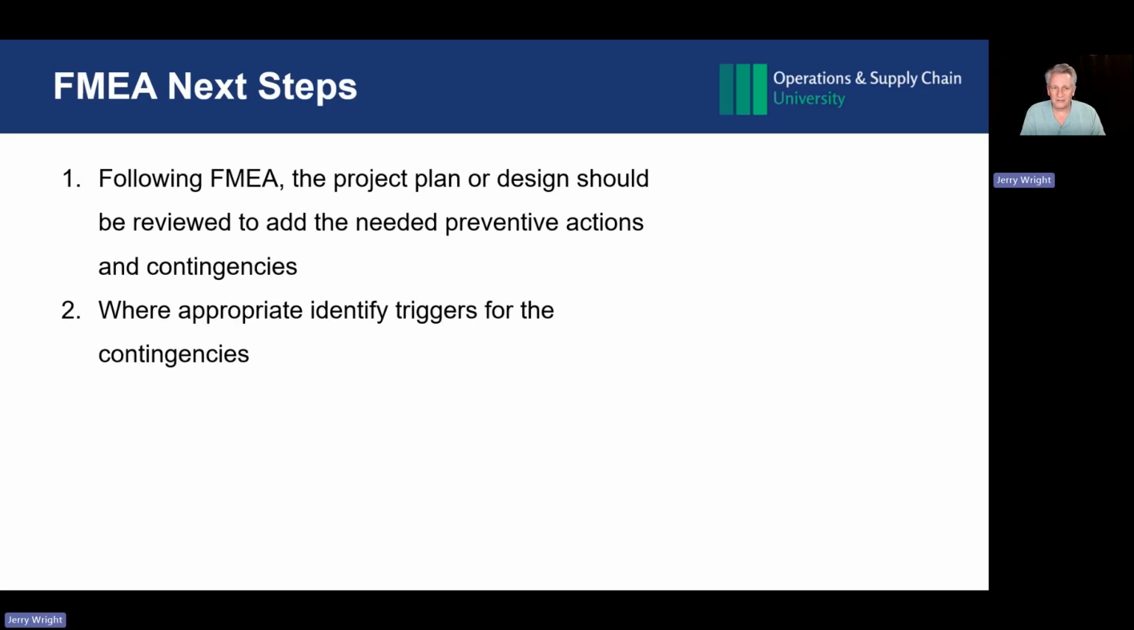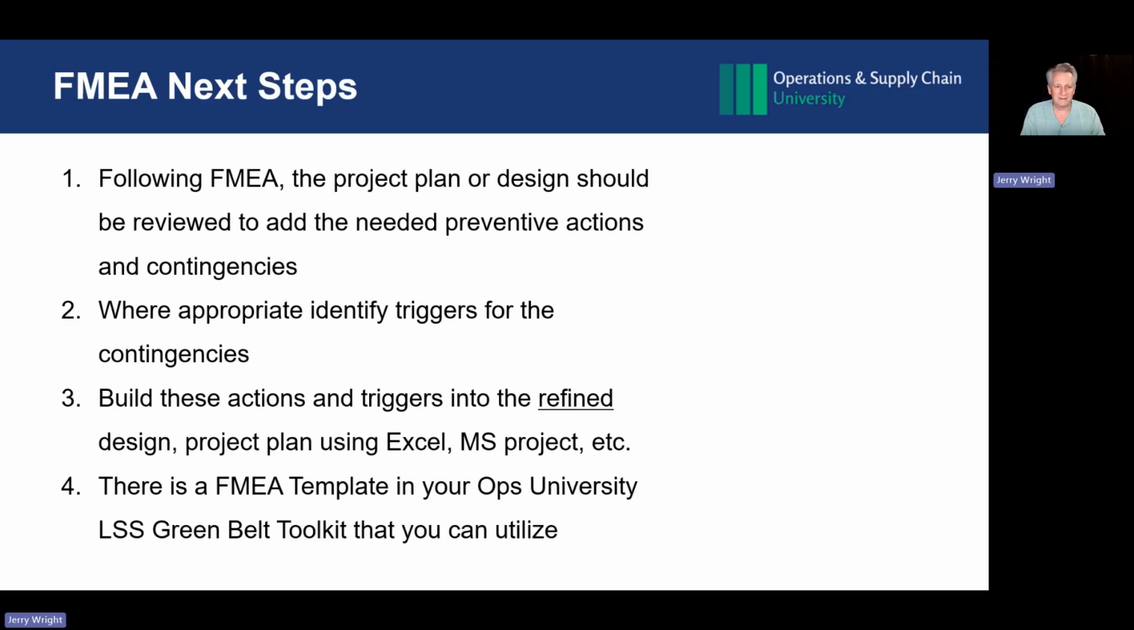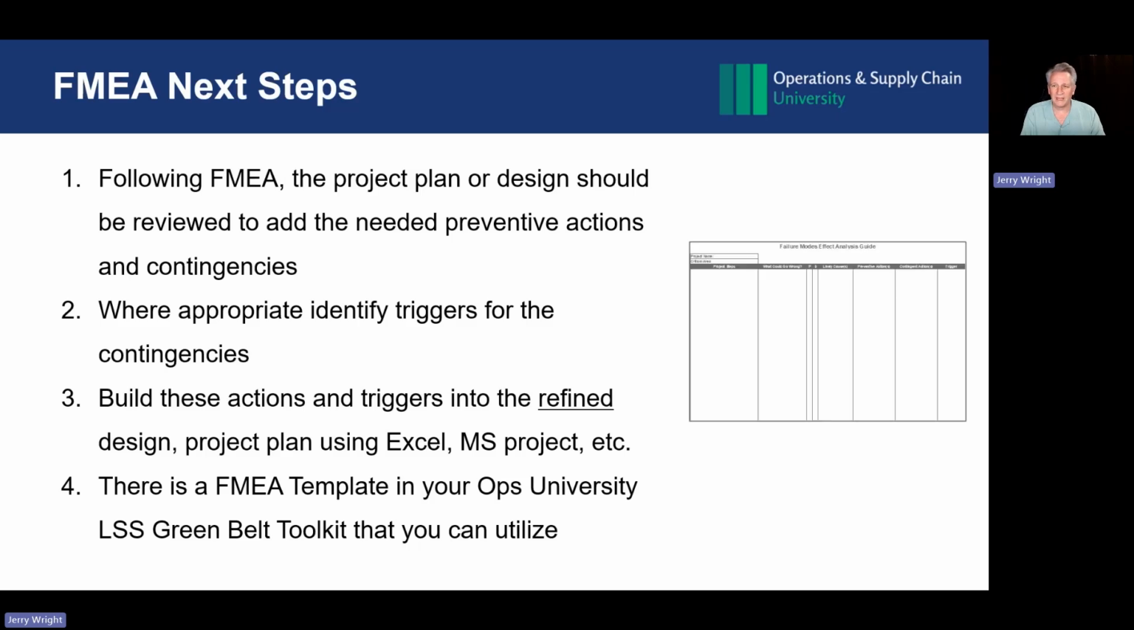Where appropriate, identify triggers for the contingencies. Say, if this happens, then we have to execute our contingency. Build these actions and triggers into the refined design or project plan using Excel or Microsoft Project, whatever makes sense. There's an FMEA template in your Ops University Lean Six Sigma Green Belt Toolkit that you can utilize. It looks like this. So it's in there and it'll walk you through the steps.